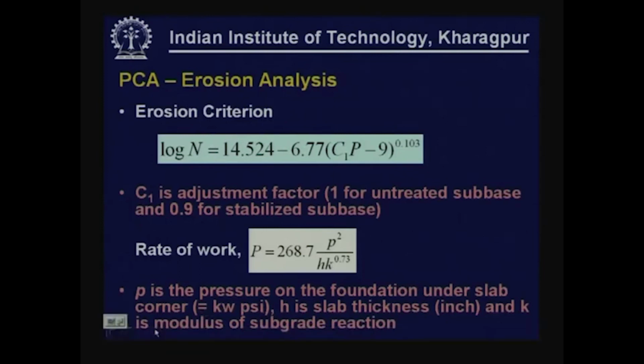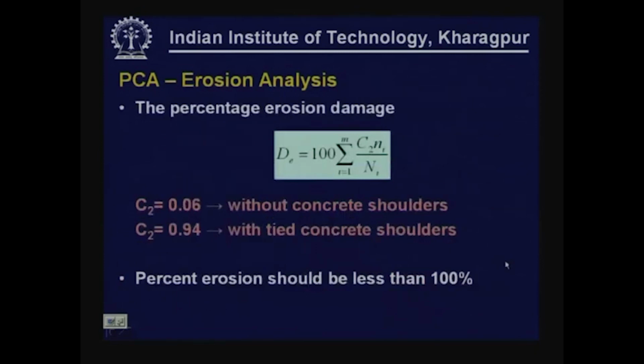So, substituting this in the above equation, we can find out how many repetitions of a given load the slab can sustain before it fails because of erosion failure. The percentage erosion damage caused, again, because here also we are going to have different magnitudes of loads, and different magnitudes of loads would produce different amount of deflection. So, the erosion damage caused by different axial load groups will be different. So, we have to sum up all the damage caused because of all the groups of axial loads. So, this is how we do the summation.